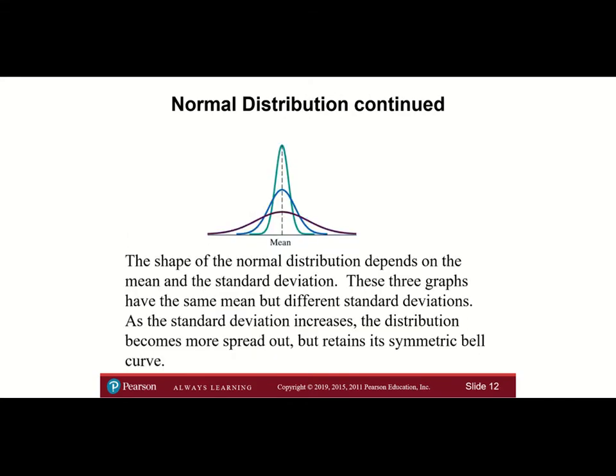So the shape of your normal distribution depends on the mean and the standard deviation. It's always going to look bell-shaped, but these three graphs all have the same mean but different standard deviations. You can see some are really tall, some are medium sized, and others are flat. And again, that just depends on the standard deviation. The larger the standard deviation, the more the distribution becomes spread out. But it's still symmetric on both sides. The mean is always the center of that bell curve.